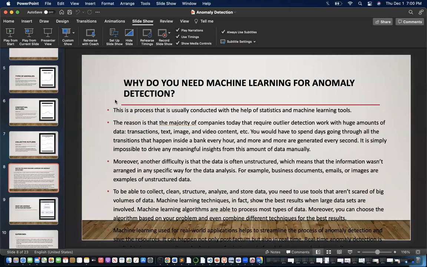Moreover, another difficulty is that the data is often unstructured, which means the information wasn't arranged in a specific way for data analysis. To be able to collect, clean, structure, analyze, and store data, you need to use tools that aren't scared of big volumes of data. Machine learning techniques, in fact, show the best results when large datasets are involved. Machine learning used for real world applications helps to streamline the process of anomaly detection and save resources.